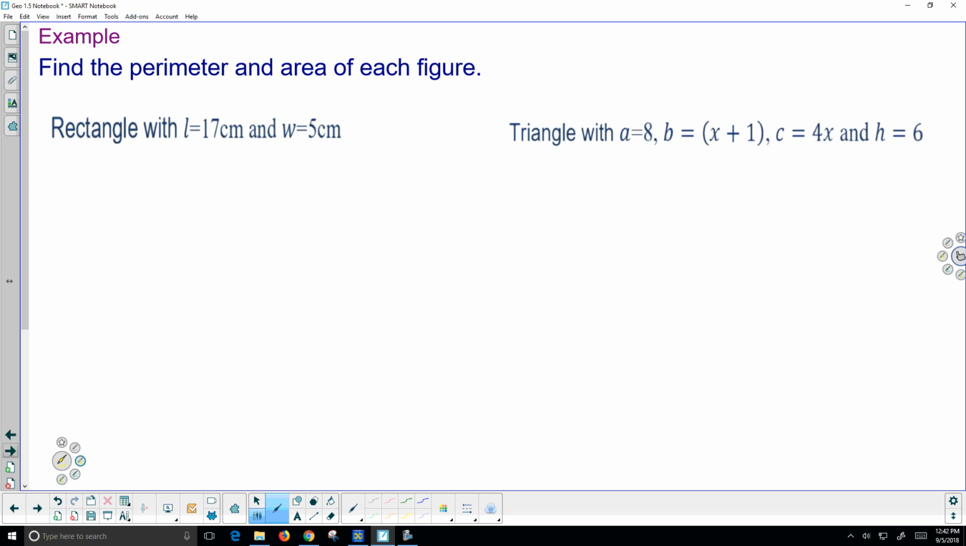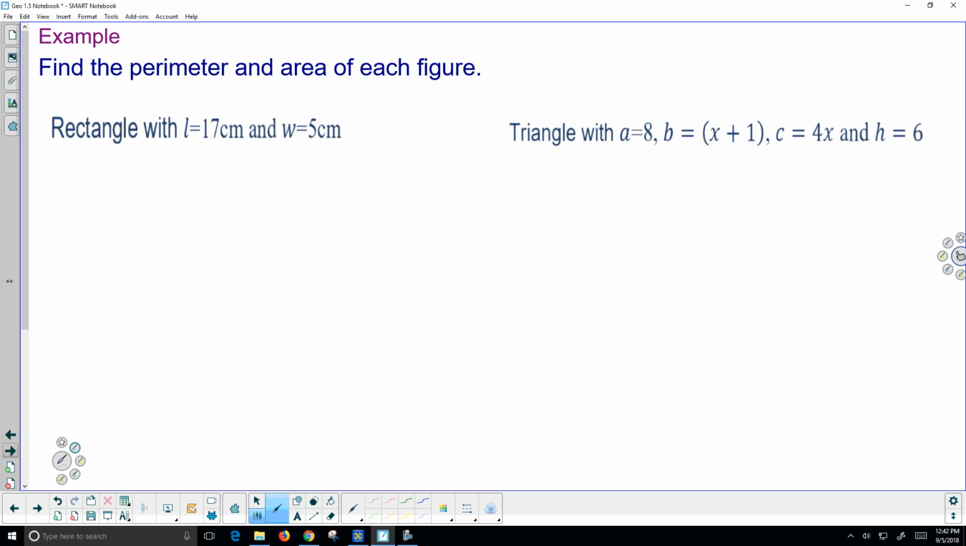All right, so this first example has us find the perimeter and area of each figure, and we're given a rectangle and a triangle. Now, I want you to do both of these on your own, and I want you to pause the video, do it on your own, and then start the video when you're ready to see if you did it correctly. But I do need to point something out with the triangle.